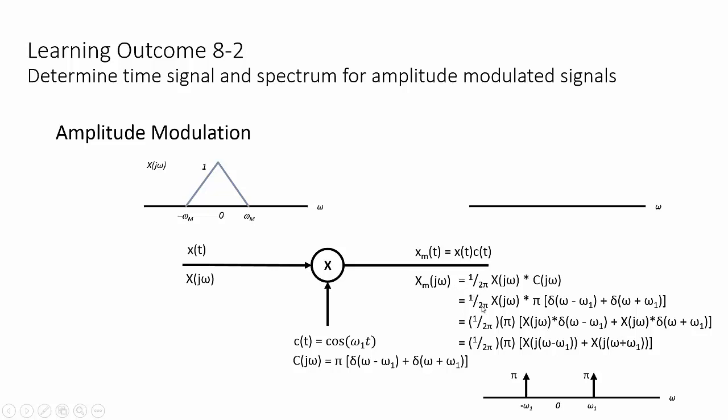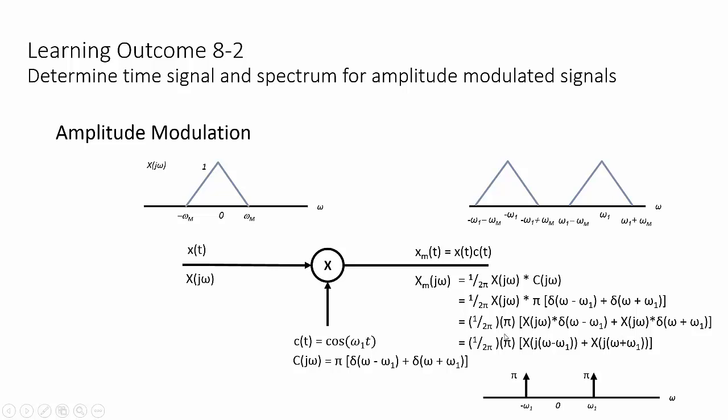We have our 1 over 2 pi factor, the pi that comes from our cosine, and our X of j omega will be scaled by that quantity. So we're going to have X shifted to the location of omega 1. Each of these frequency values is incremented by omega 1. Then for our second term, each of our frequency values is decremented by omega 1 because our impulse is at negative omega 1.